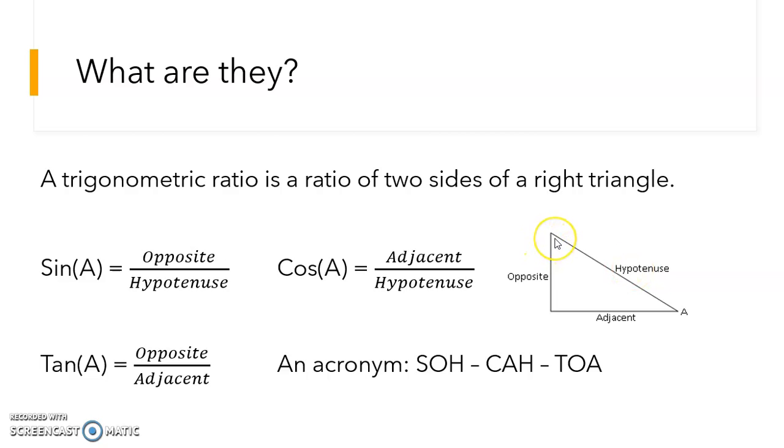If angle A was up here, we could go opposite this way and then hypotenuse. So it's all about where your angle is. It's like a point of view. So if I'm standing on A, what's opposite from me?